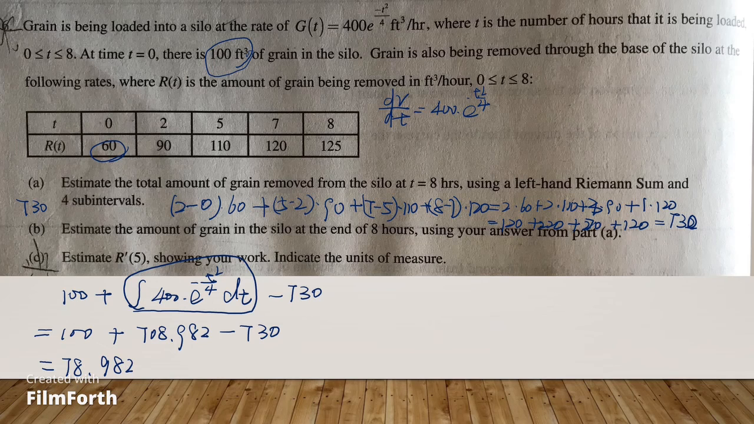So we estimate the derivative of R at 5 by finding the slope of the secant line from t equals 2 to t equals 5, and from t equals 5 to t equals 7, and averaging the two. So it's like this: 2 to 5 and 5 to 7. We find the slope of this segment and the slope of this segment, and average these two numbers.